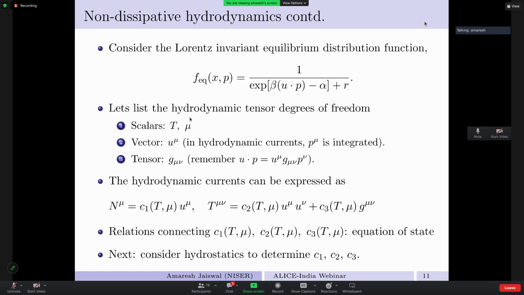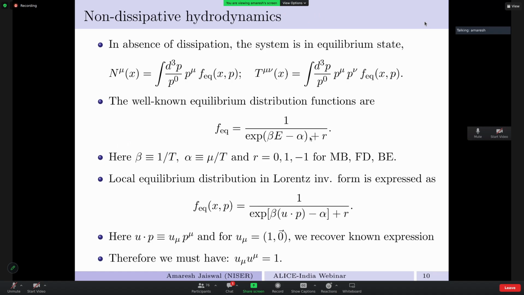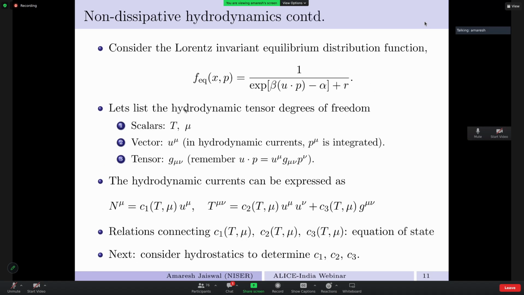So then in this distribution function, I list the tensor degrees of freedom. There are two scalars, temperature and chemical potential, with α = μ/T. So temperature and chemical potential are the two scalars. P is integrated in hydrodynamic currents, since hydrodynamic currents are defined by an integral over P. So there is only one vector, u^μ.